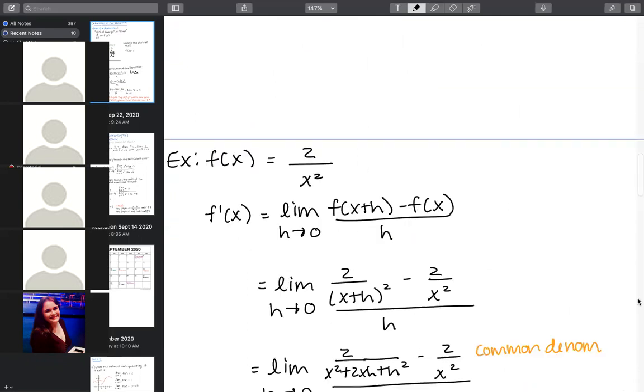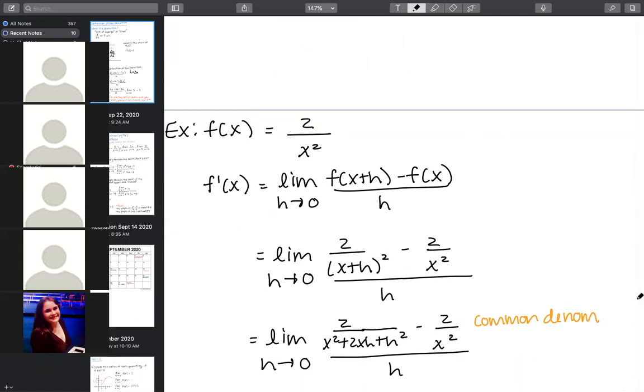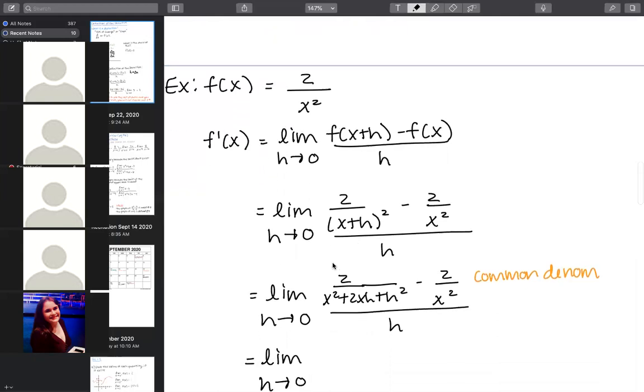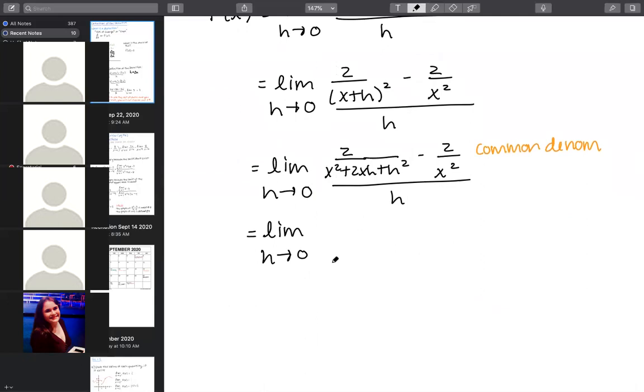What we're going to do is multiply the top and bottom of this term by x squared, and the top and bottom of this term by x squared plus 2xh plus h squared. I got that by foiling out the x plus h squared term. So it's going to look something like, oh, awesome.